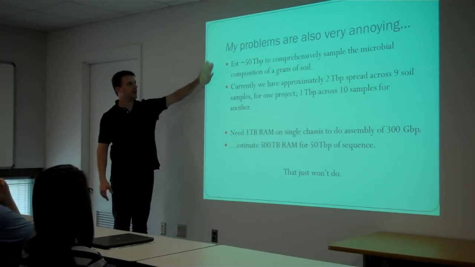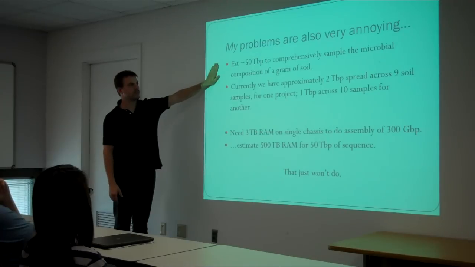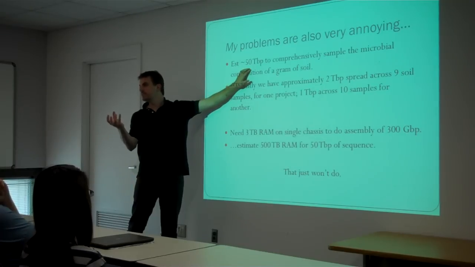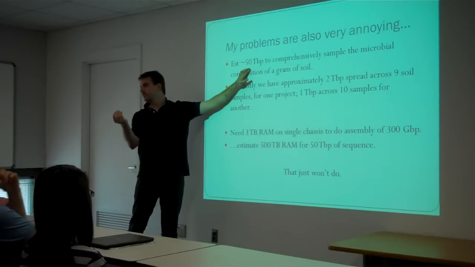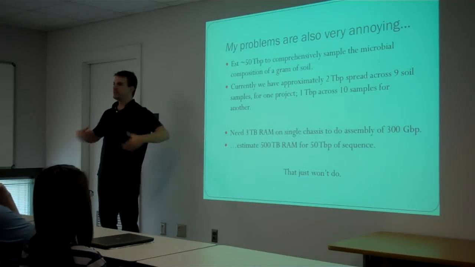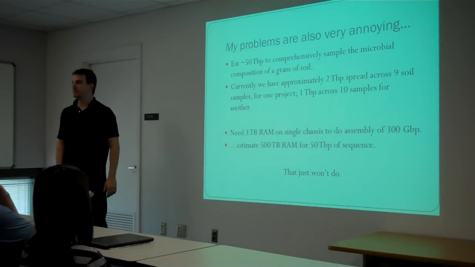So I can justify this number later with some very simple math. Basically, a million microbial species in a gram of soil with an average species size of about 5 megabases leads to about 50 terabase pairs of sequencing needed to comprehensively sample the microbial content of a single gram of soil. Right? So you go out, we live in the Midwest, there's lots of soil, you collect a gram of soil, you generate 50 terabase pairs.